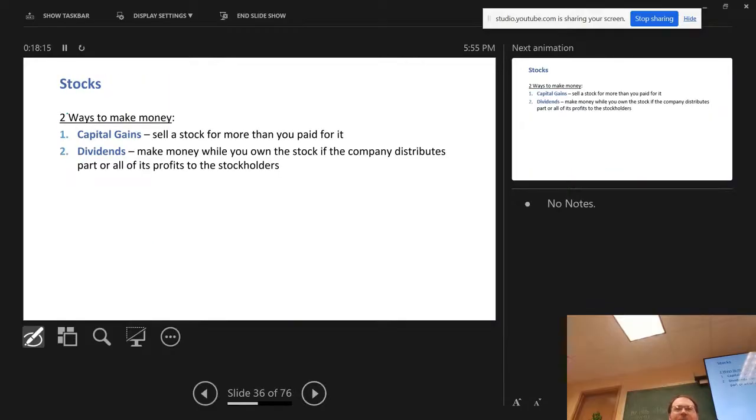Two ways to make money on stocks: capital gains, which is basically selling a stock for more than what you paid for it, or dividends. Basically, if you are a loyal supporter of a company, every once in a while they'll throw a little reward to you for being a loyal supporter.